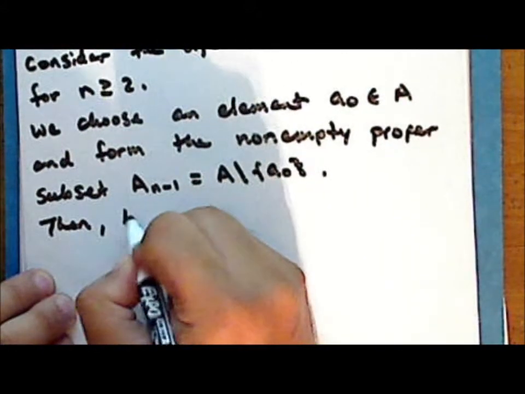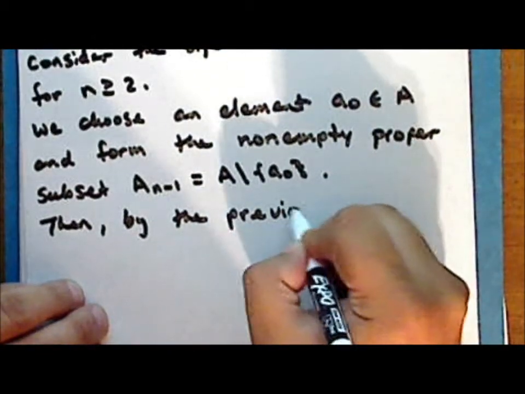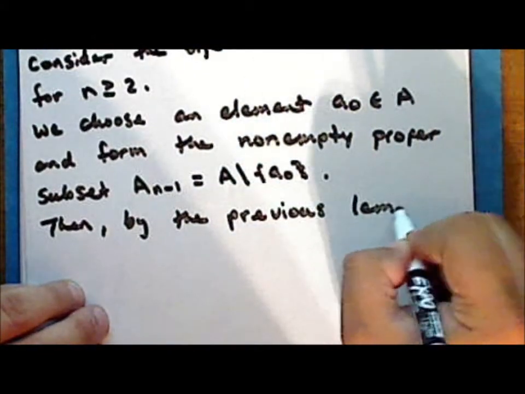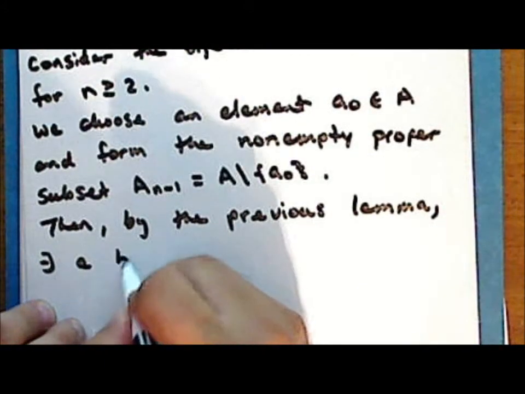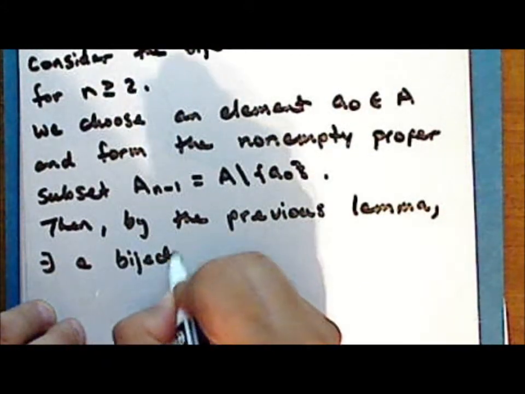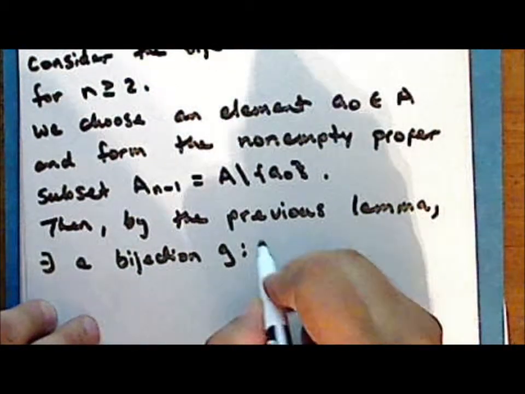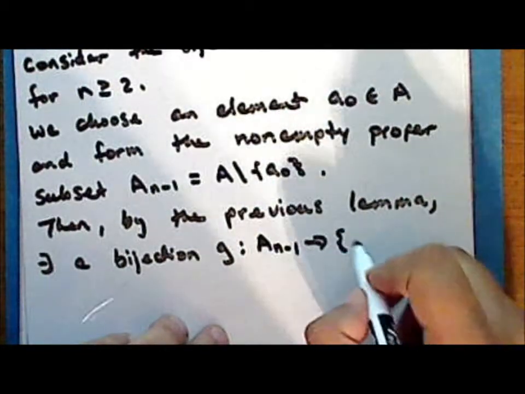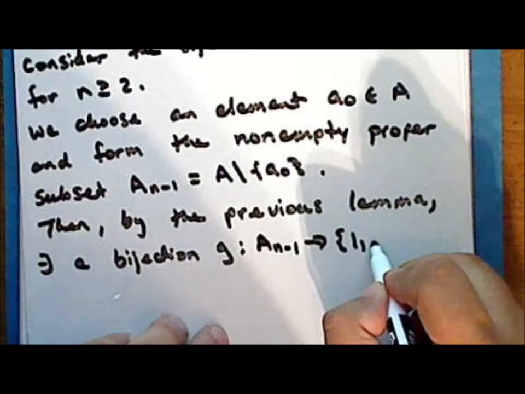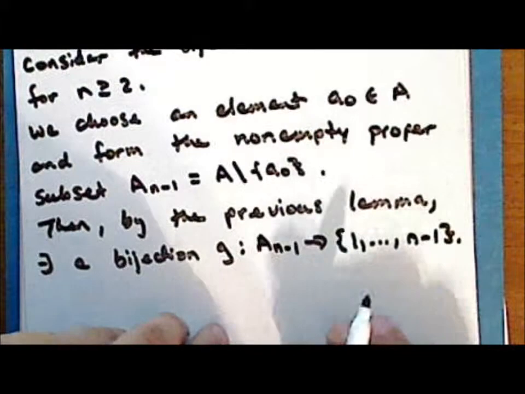Then, by the previous lemma, there exists a bijection, which we'll call G, from this set, A sub n minus 1, into the terminating subset of positive integers, beginning with 1 and ending with n minus 1.